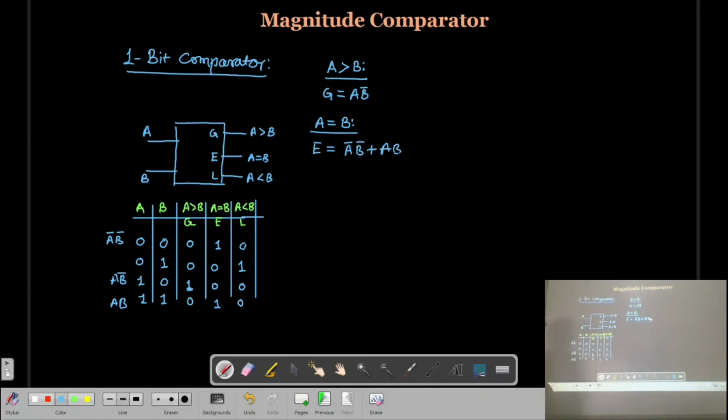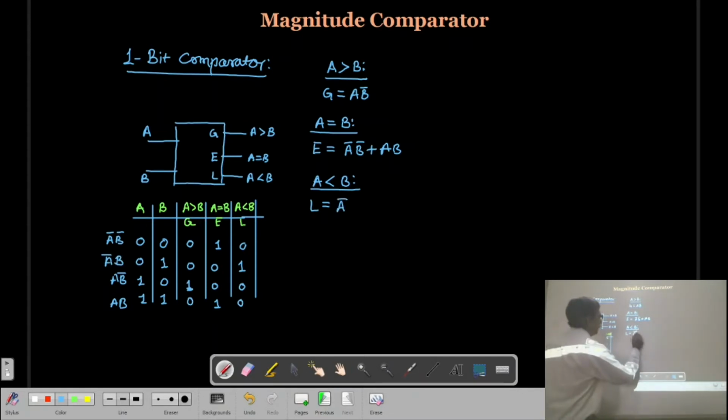And what is the third output? The third output is A less than B. That means L will be equal to 1 in this column, where we have this high level, and the fundamental product for this will be A bar B. Correct? So we write A bar B.